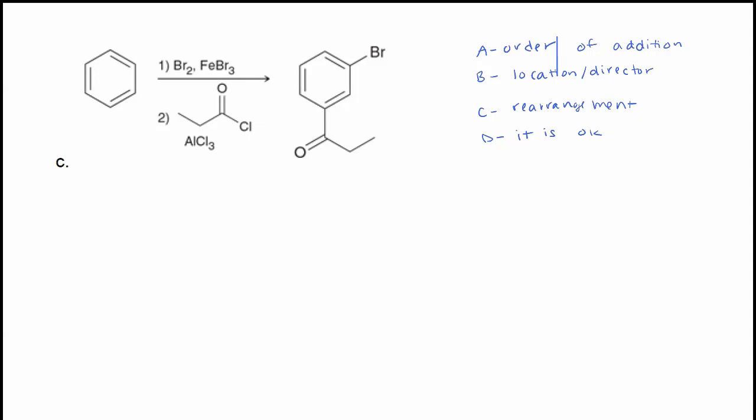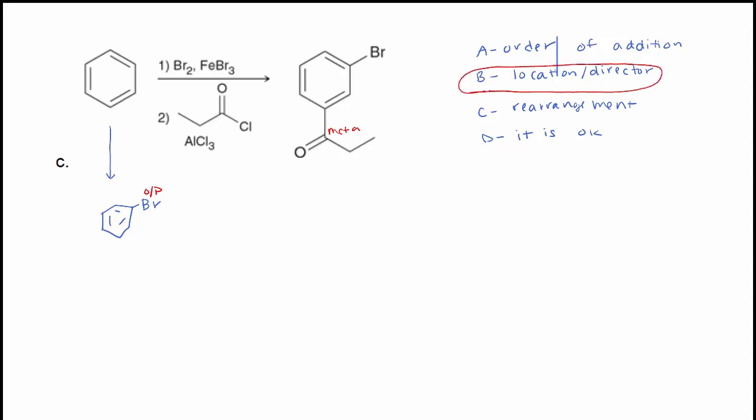All right, so two of you voted for B, which is the location. If we have benzene plus bromine, we get bromobenzene. This one is an ortho-para director, so we would not get one at the meta position. So B is the correct answer here.